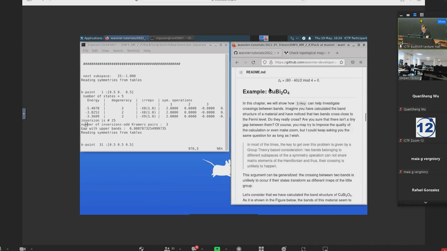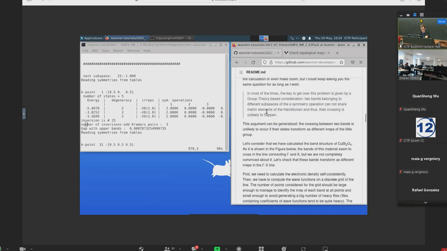Okay, so let me explain the idea of this calculation now. It's another example which illustrates another application of IREP. As I have shown now, IREP is able to separate the bands based on inversion eigenvalues, but not only inversion, also with respect to other symmetry operations. So we are going to illustrate this application in a different scenario here.